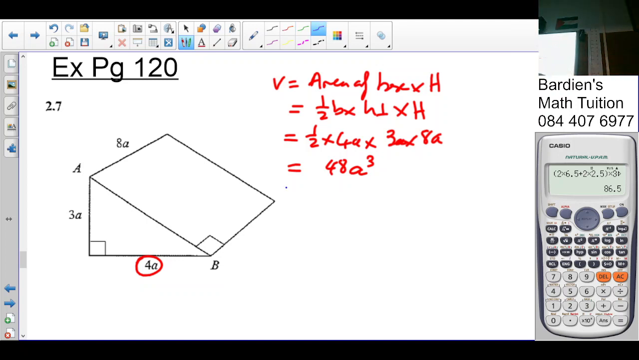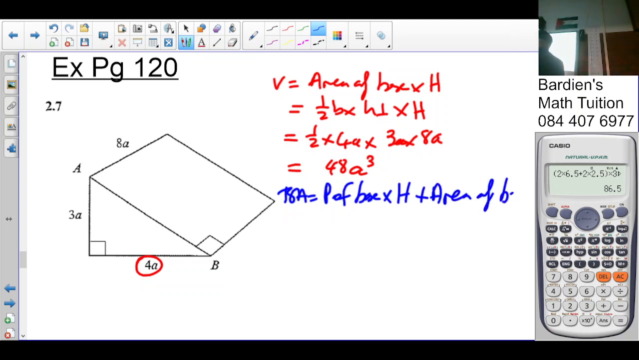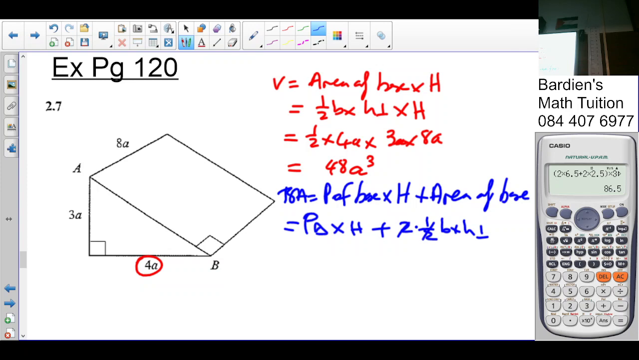Look at the total surface area. Perimeter of base times height plus 2 area of base. Okay. So if you look at the shape here, it's a triangular base, so it's a perimeter of triangle times height plus 2 area of base, which is half base times perpendicular. The half and the 2 cancel. The perimeter of the triangle, and I'm short the length of AB. So I'm going to calculate AB.